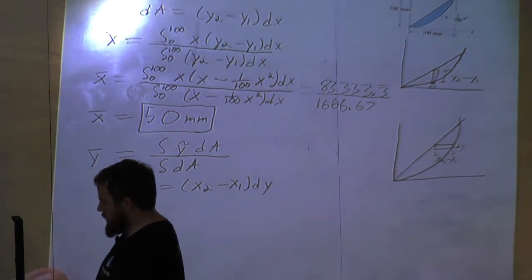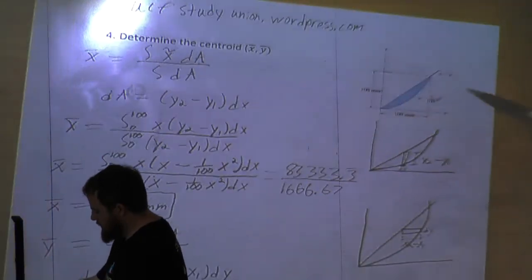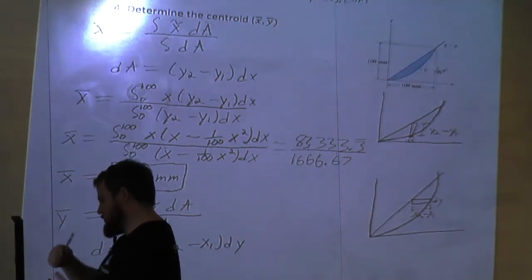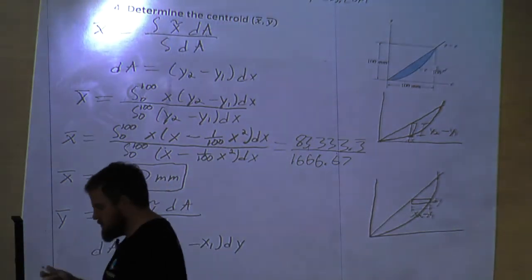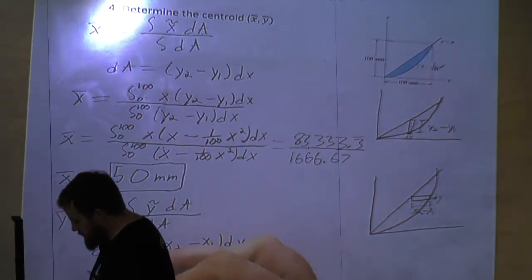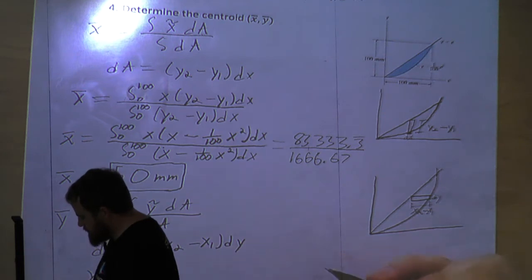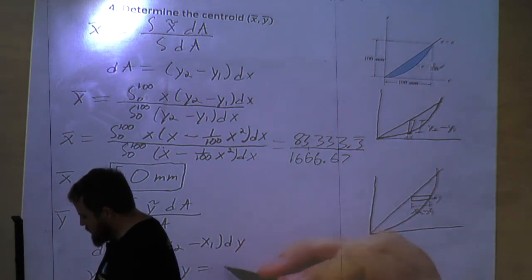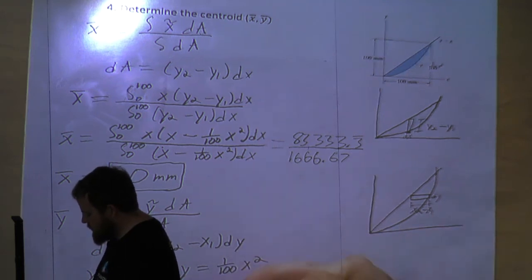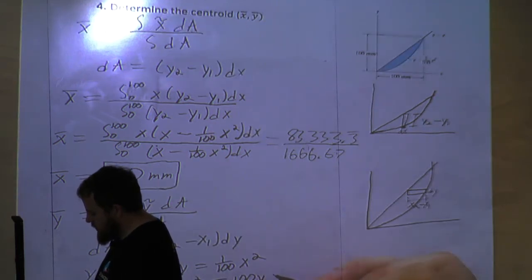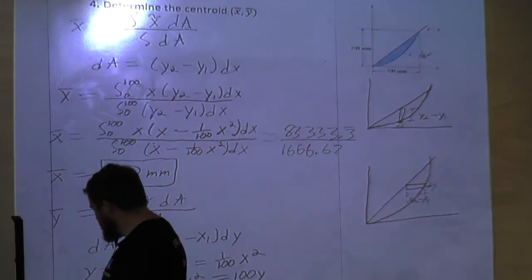So now we need to look at each of our y values and change those so that it's x in terms of y. So the first one, y equals x, that's easy. So x equals y. Second one, y equals 1 over 100 x squared. So x squared equals 100y. And then x would equal, so square root of 100 is 10. So you get 10 square root y, right?